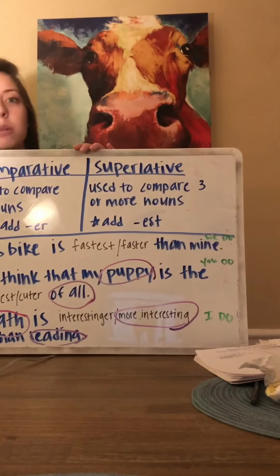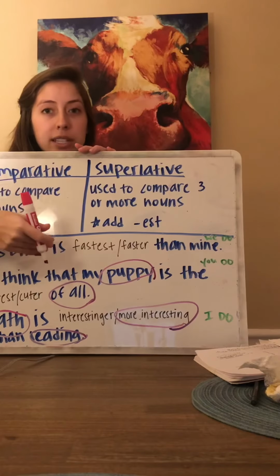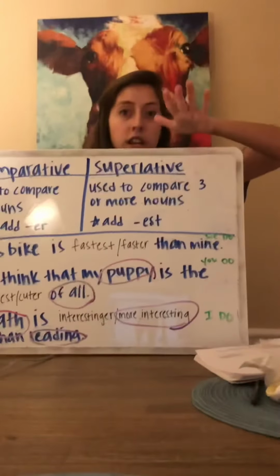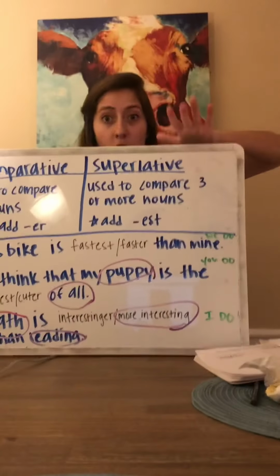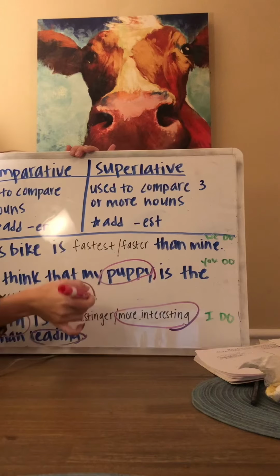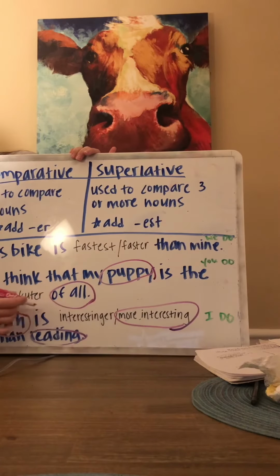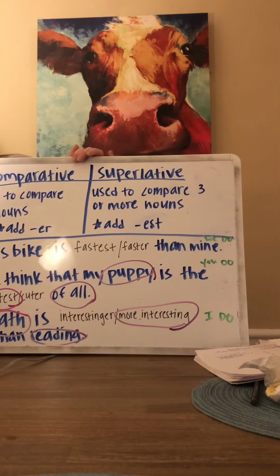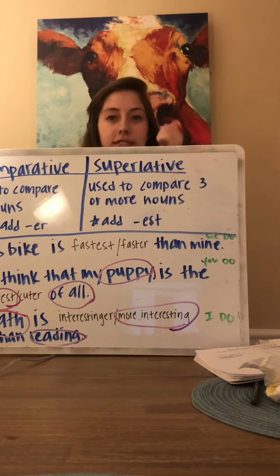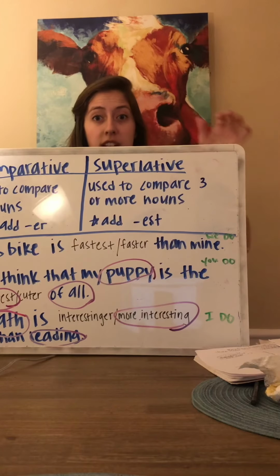So I know that I'm going to be using EST as my suffix because 3 or more being compared is superlative. So I'm actually going to circle cutest and then I'm going to reread it. I think that my puppy is the cutest of all because we're comparing 3 or more nouns.